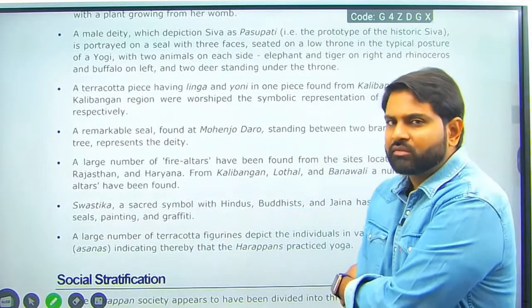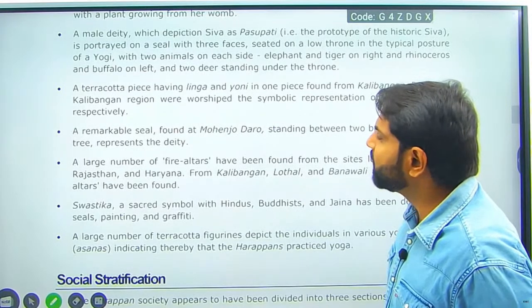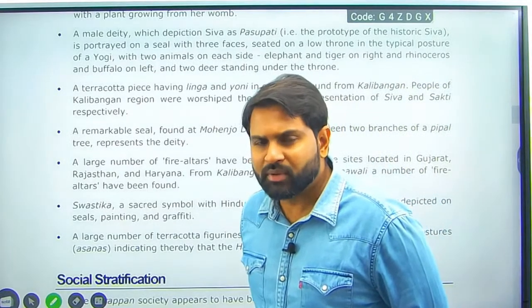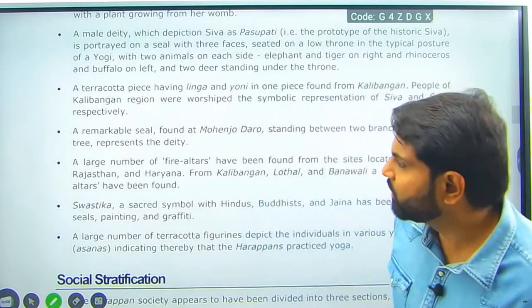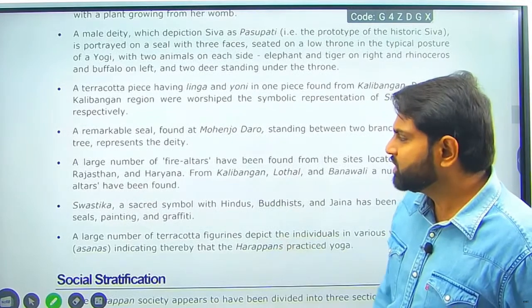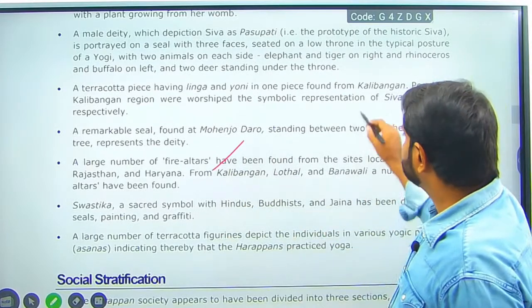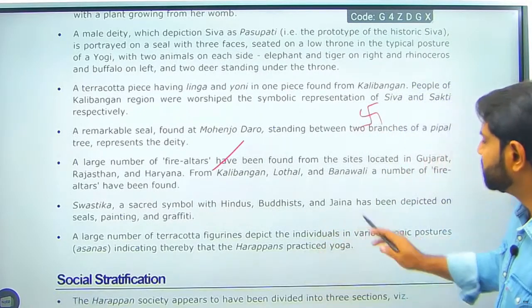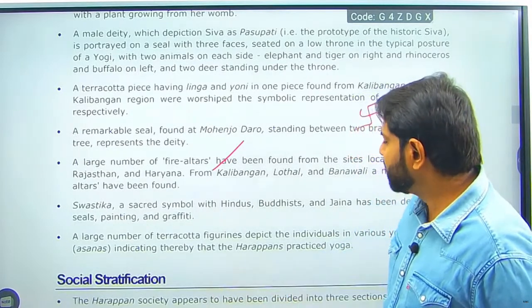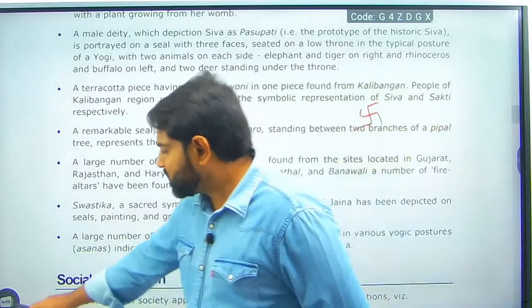Or inclusive living. A terracotta piece having Linga and Yoni in one piece was found in Kalibangan. People of Kalibangan region worshipped the symbolic representation of Shiva and Shakti. Not only can you see those idols, as I said, Pasupati, apart from those idols, we can also see Linga and Yoni. The remarkable seal found in Mohenjo-daro, standing between two branches of a peepal tree, represents a deity. Similarly, many fire altars were found in Kalibangan, Lothal, Banawali, right? Swastika, a sacred symbol for Hindus, Buddhists, Jains, has been depicted on different seals, different graffiti or painting. Large terracotta figurines depict individuals in various yogic postures, indicating that Harappans practiced yoga, Padmasana, different asanas they have practiced.